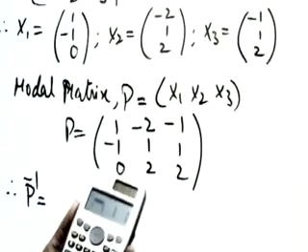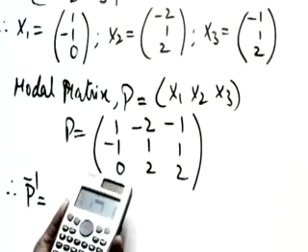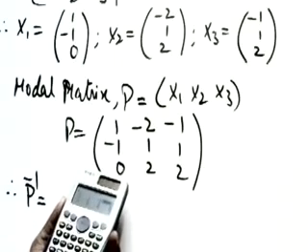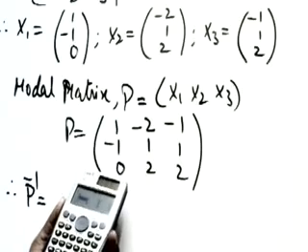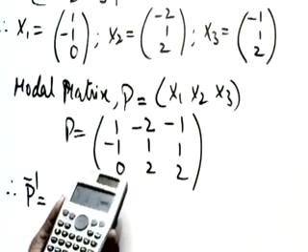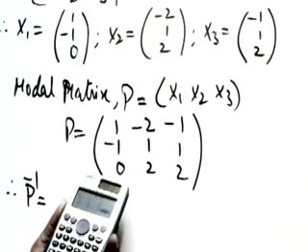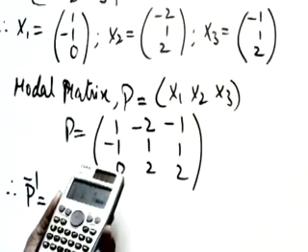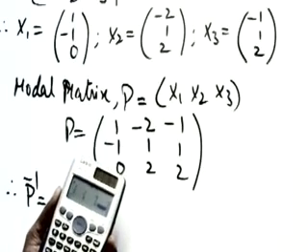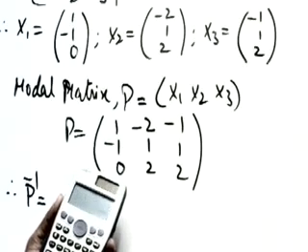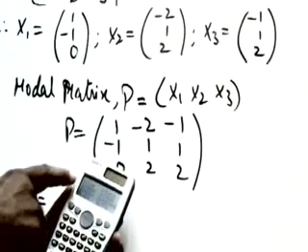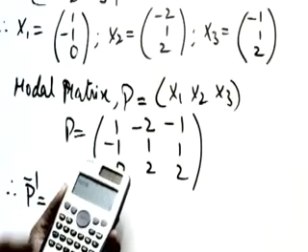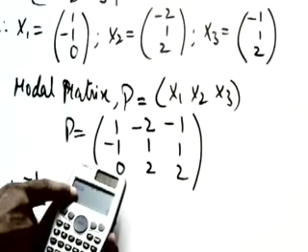Now we input the values. The first row is 1, minus 2, minus 1. The next row is minus 1, 1, 1. The last row is 0, 2, 2. So we got the matrix A. Now we take out the matrix again using shift and 4. We got the matrices, and the third is matrix A, so we take the third.